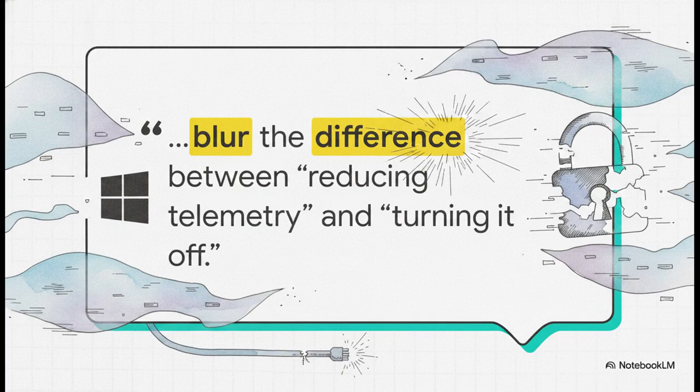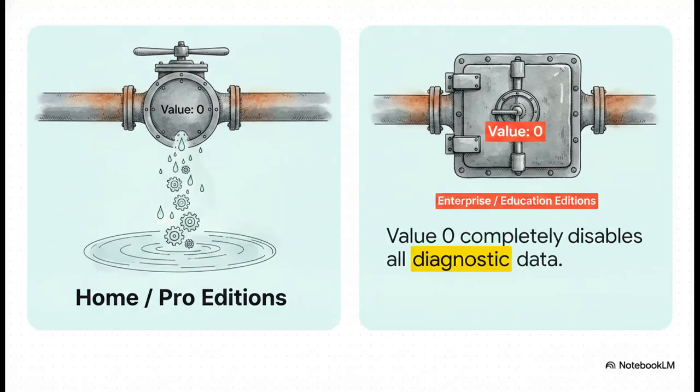There is a world of difference between reducing telemetry and genuinely turning it off. The reality comes down entirely to your specific operating system edition. On Windows 11 Home and Pro editions, setting the Allow Telemetry value to 0 merely sets a floor for required data. It reduces the chatter as much as structurally possible, but those essential diagnostics, the boot events, the driver installs, the appraiser checks, they still flow to Microsoft.